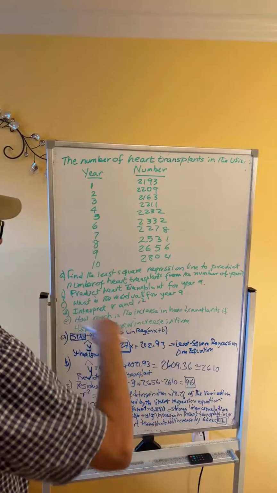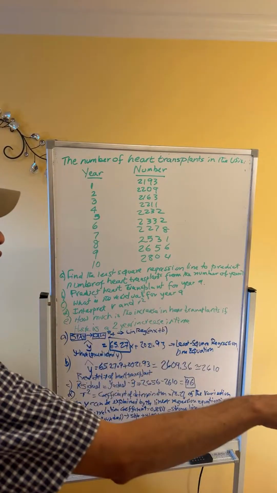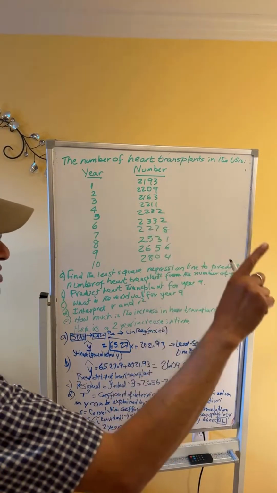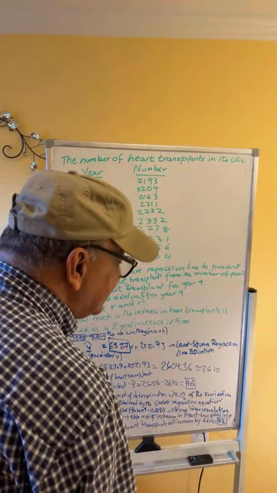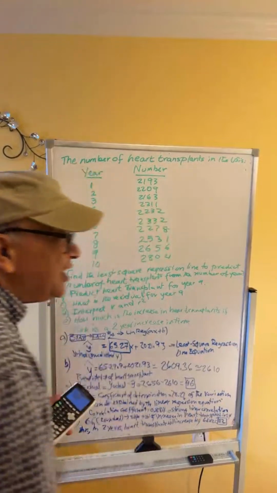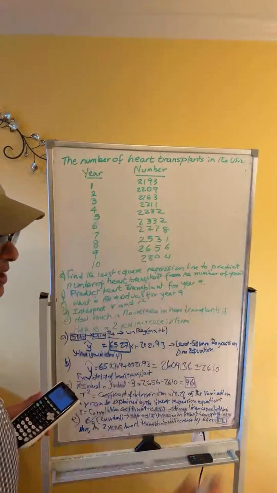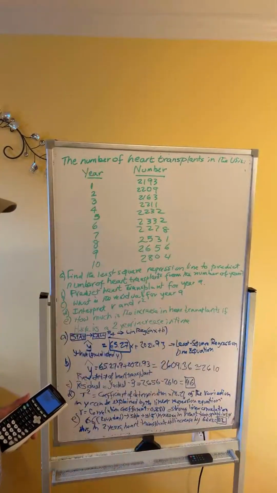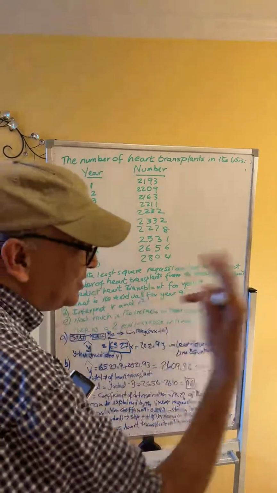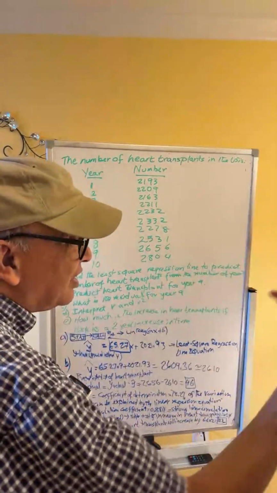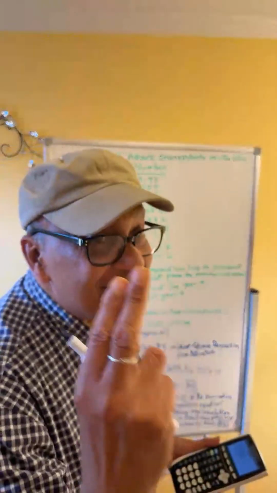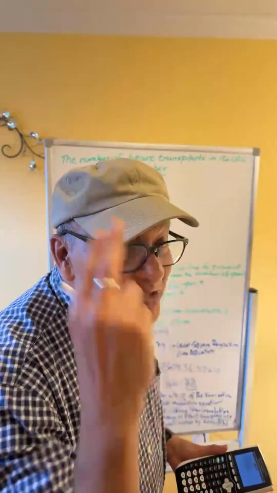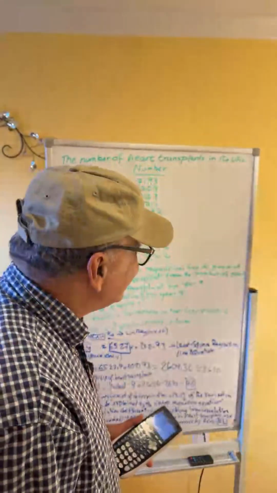How did I get it? Slope multiplied by 2. What is the slope? In 1 year it increases by 66 heart transplants. In 2 years it will be twice that amount, which is 132. 66 multiplied by 2, 66 is the slope, the increase in heart transplants in 1 year. So the increase in heart transplants in 2 years will be twice the slope, 2 times 66, which is 132.